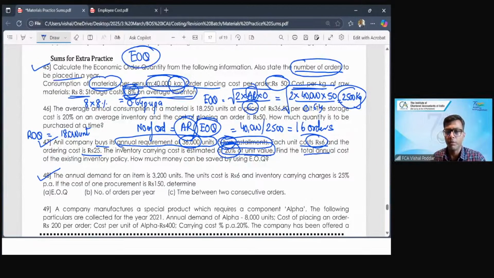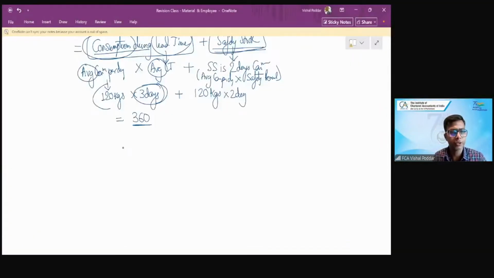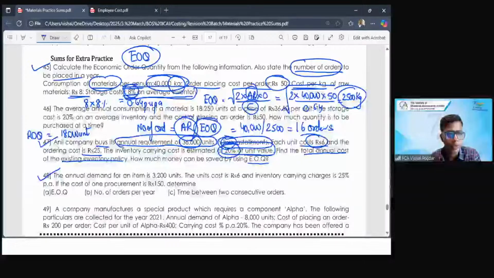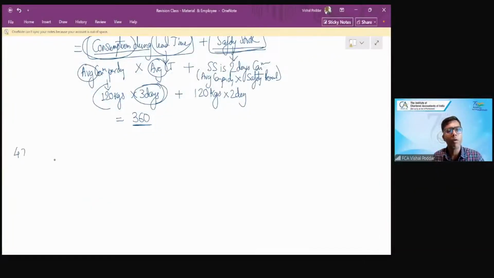Now, what they are asking: find the total annual cost of the existing inventory policy. What is the existing inventory policy? Placing two orders, buying in two installments. This is the existing policy. And then it asks how much money can be saved by using EOQ. Now for this, your presentation should be like this. What is the question number? It is 47. So first you should find out EOQ by the formula.